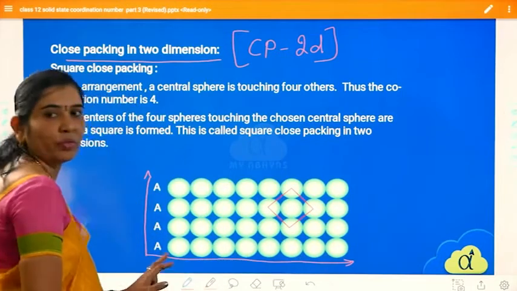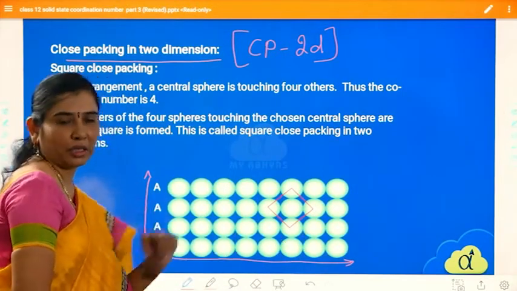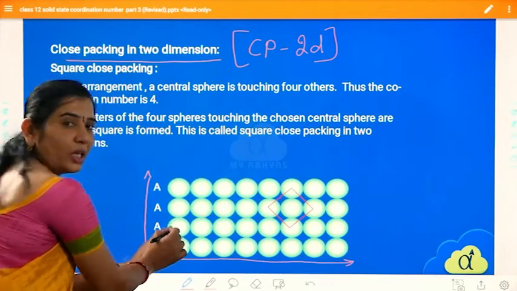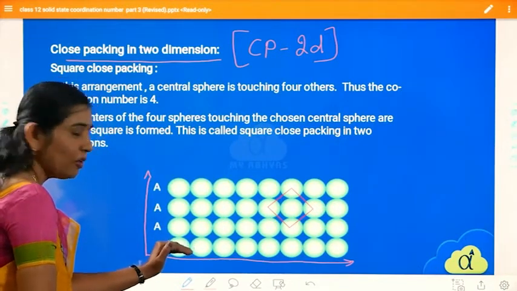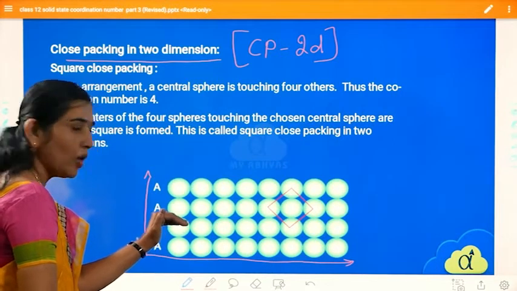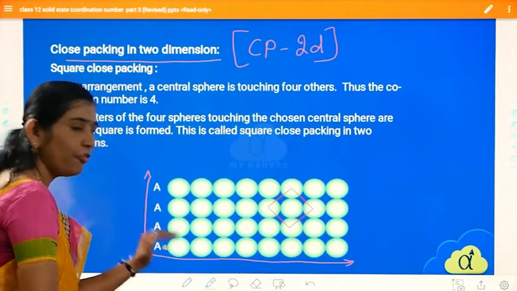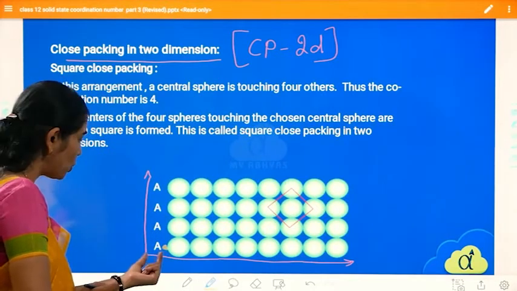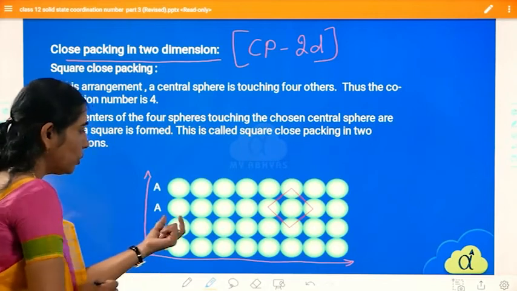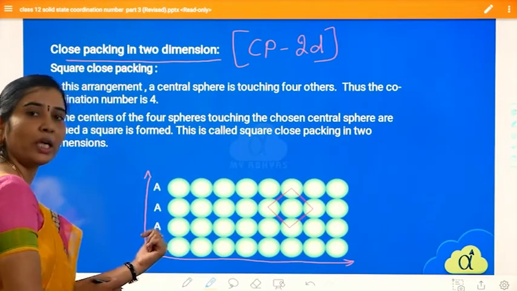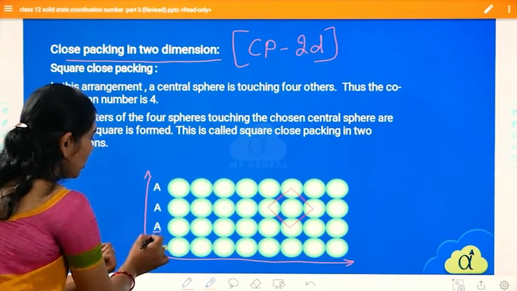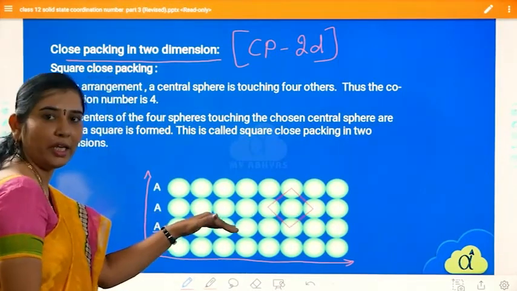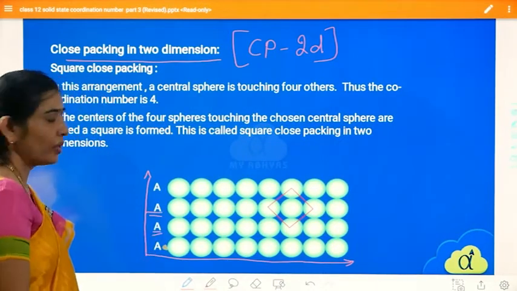This is one row, a row arranged along the x-axis. That row I am considering as A. Next, another row of constituent particles I am keeping on the first row, so that each particle of the second row is just above a particle of the first row. This arrangement is similar to the first row. If I consider the first row arrangement as A, then the second row is also A. Then one more layer placed just above the second layer is again A.